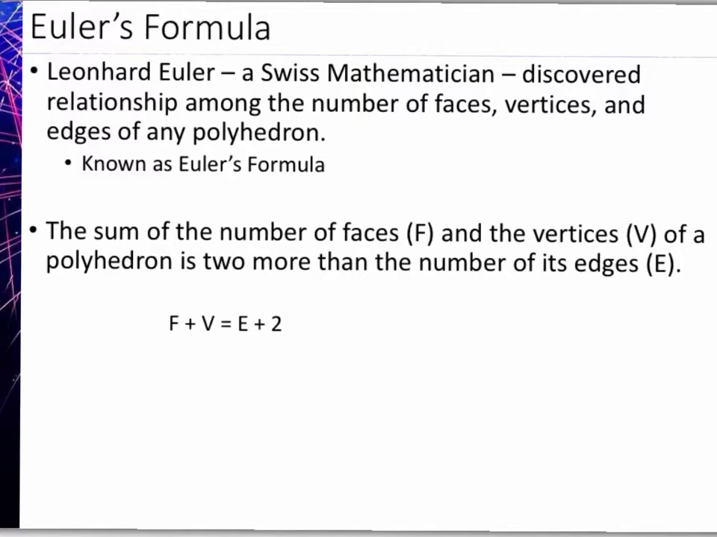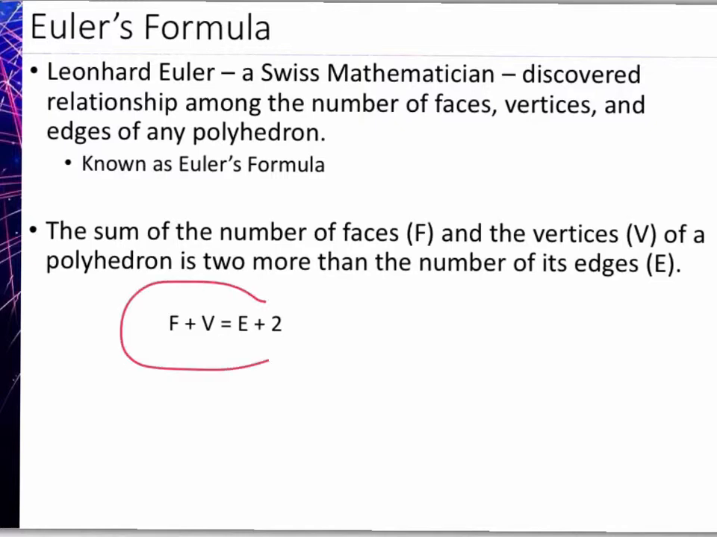So if I ever need to solve for one of these variables, I can solve this equation for one of the variables, plug in the information, and find out, if I was given the vertices and edges, how many faces; if I was given faces and vertices, how many edges; and anything else I need to find from a polyhedron using Euler's formula.